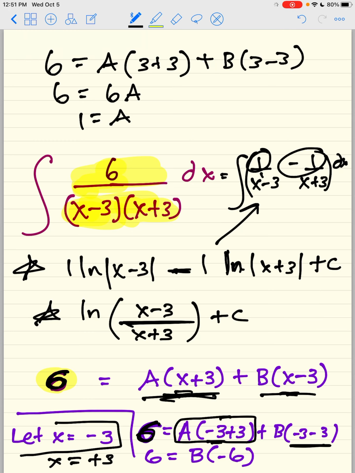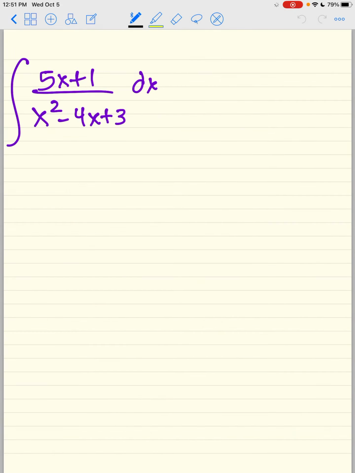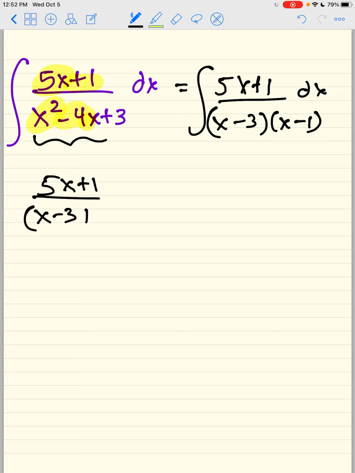Okay, so let's try another one. Okay, 5x plus 1 over x squared minus 4x plus 3. It almost looks like a u substitution, but it won't cancel out perfectly. The bottom looks like it could get factored. So this is going to be x minus 3 times x minus 1 dx. You're going to say 5x plus 1 over x minus 3 times x minus 1. That's equal to A over x minus 3 plus B over x minus 1.